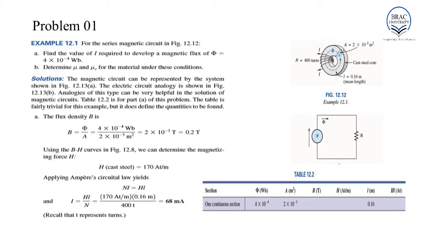Problem 1. For the series magnetic circuit, find the value of I required to develop a magnetic flux of phi equals 4 into 10 to the power minus 4 Webers, and then determine mu and mu r for the material under these conditions. So the actual structure is like this, where the number of turns is mentioned, N equals 400.